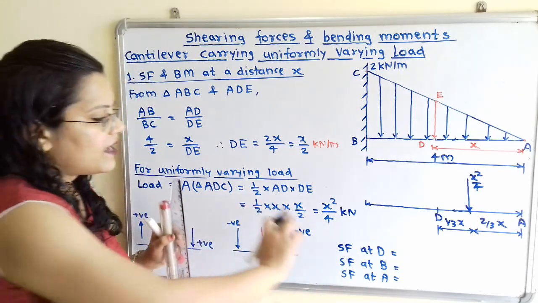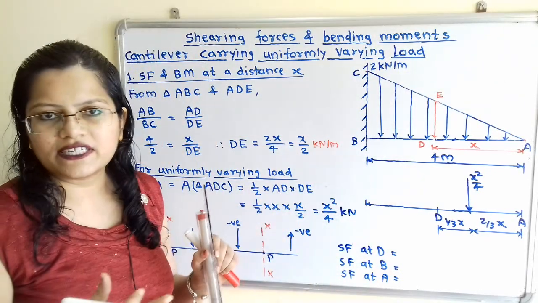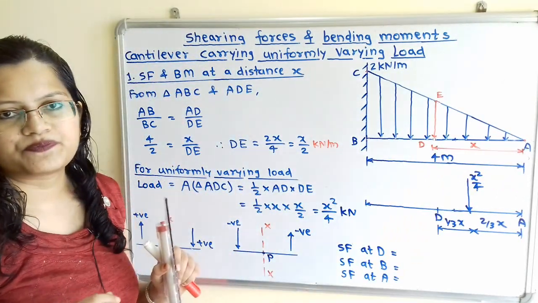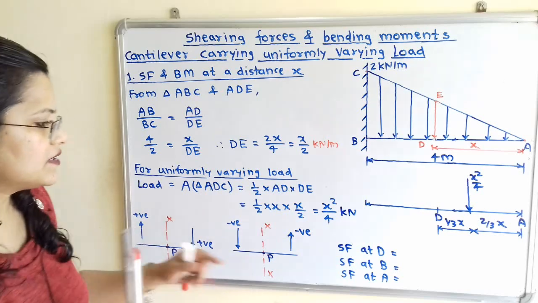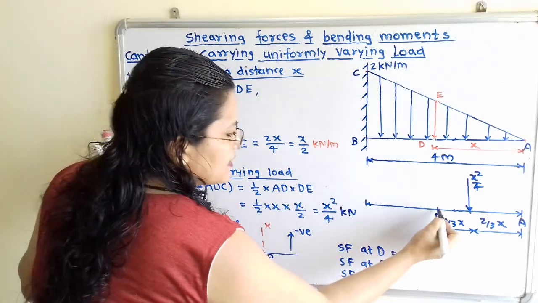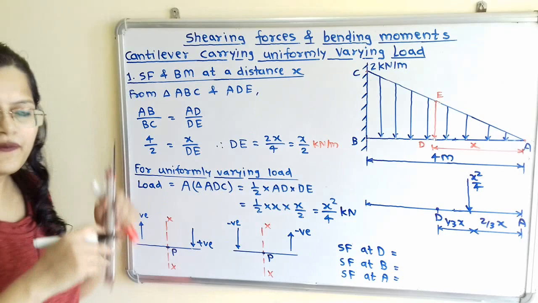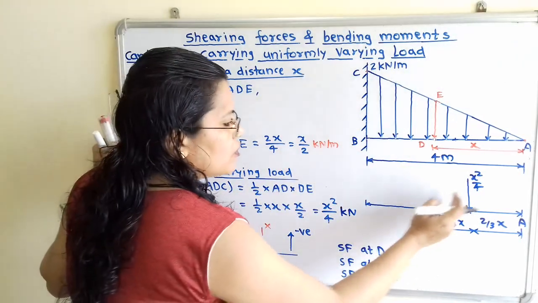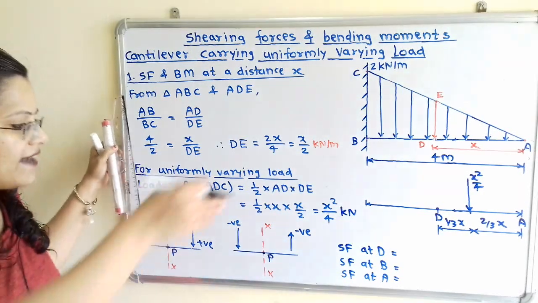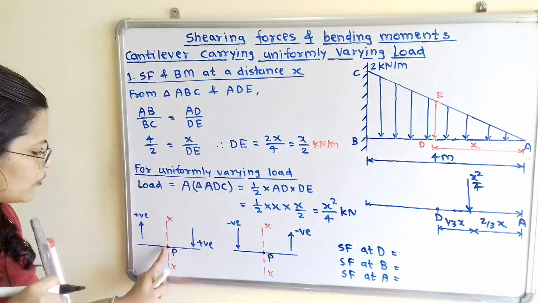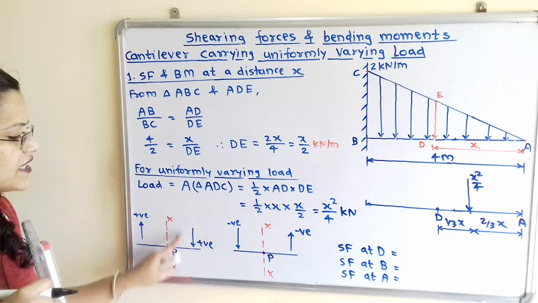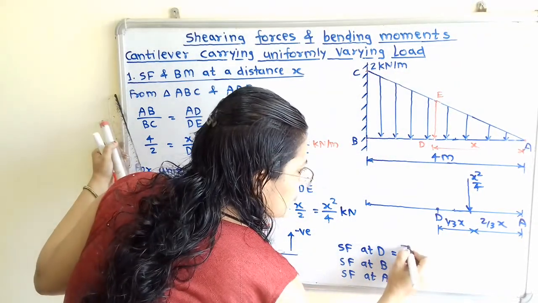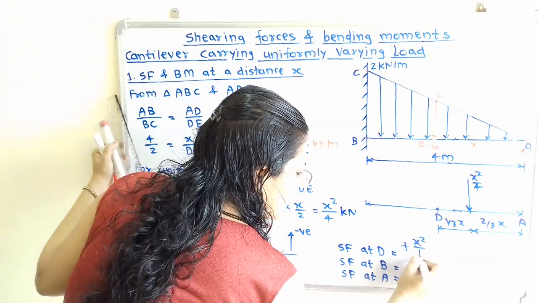So we will find out the shear force at point D, where this D is at a distance x. So how to find out this? So if we observe, this is the point where we have to find out shear force. Now this load is on the right hand side and direction is downward. So when load is in the downward direction and right hand side, we have to use positive sign. So SF at D, we will use plus x square by 4.